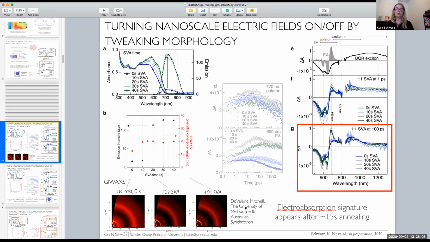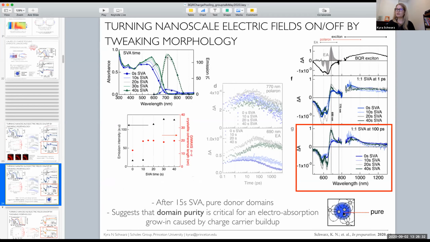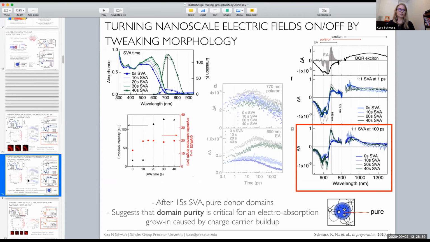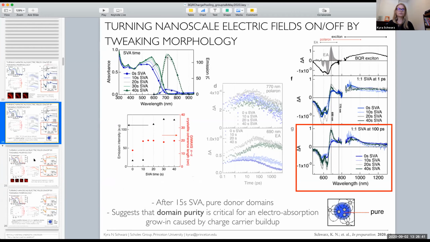We had a bunch of really nice X-ray characterization, GIWAXS, done by Dr. Valerie Mitchell. And we see the step change also in our transient spectra. If I hold at 100 picoseconds and look at a bunch of different samples, you can see again this effect turn on as you go to longer solvent vapor annealing times. Right at this time, we see pure domains. So that tells us we think that the domain purity, or at least something that has happened at the interface after this threshold time, is really critical to cause this buildup of charge.